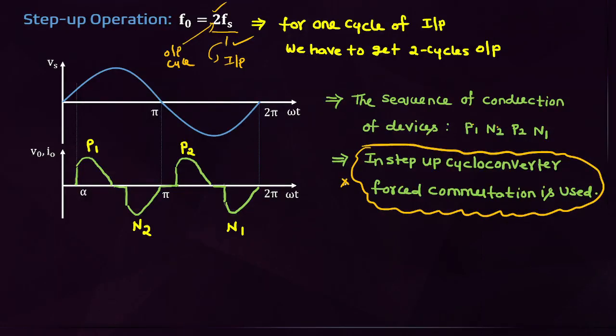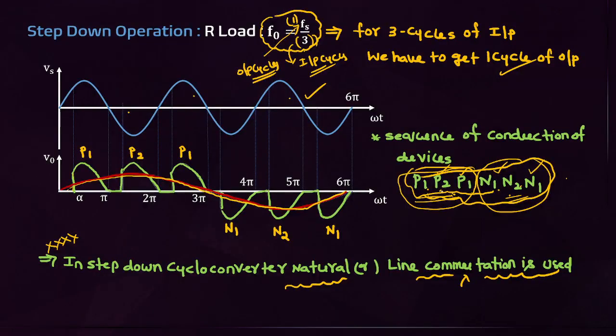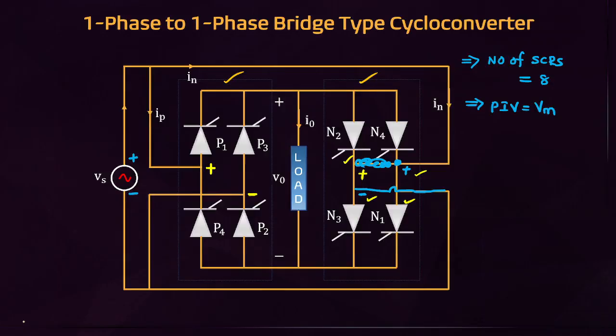In step-up operation, what conduction sequence do you see? First positive group, next negative, positive, negative. Alternately it is conducting. But in step down, totally one group, next another group. But here alternately the devices conduct in the case of step-up operation. How to identify output cycles and input cycles, that I told already. Like this you have to identify.